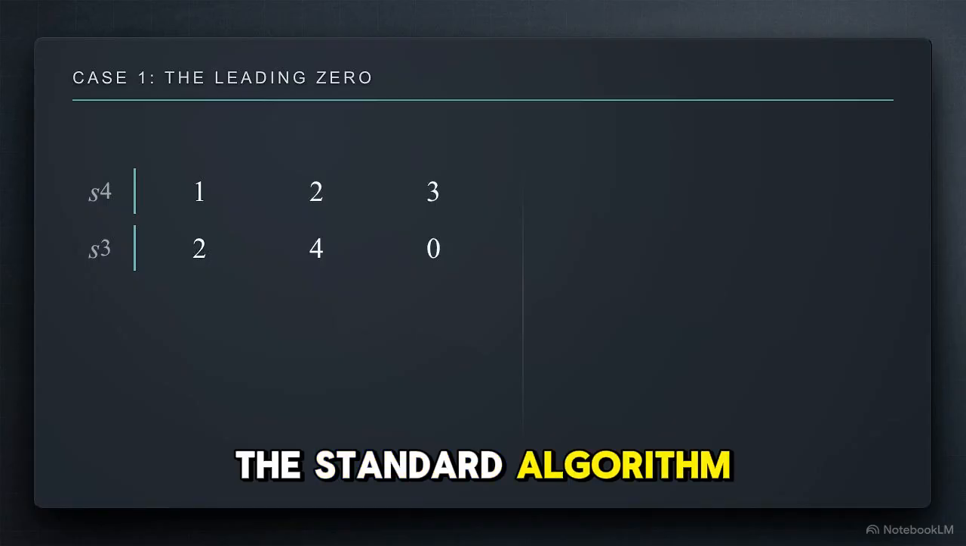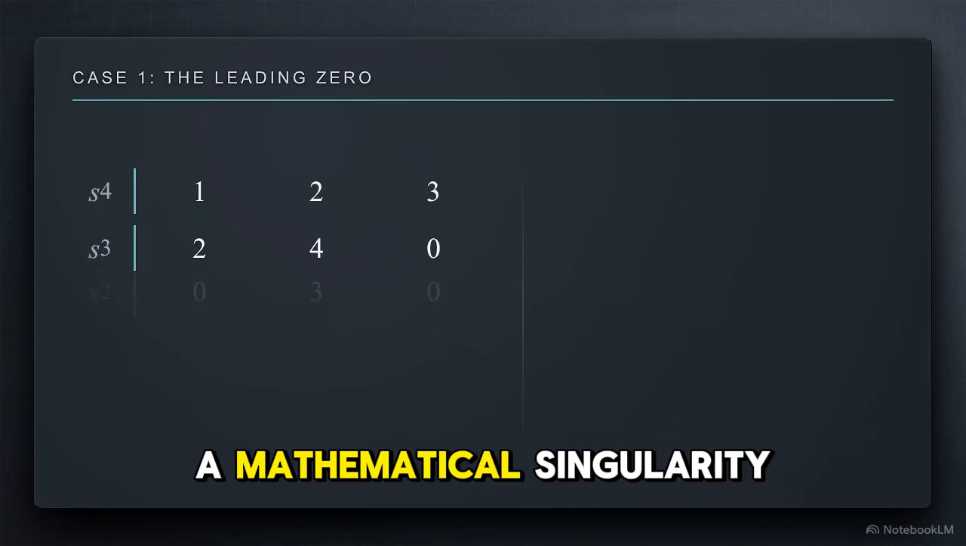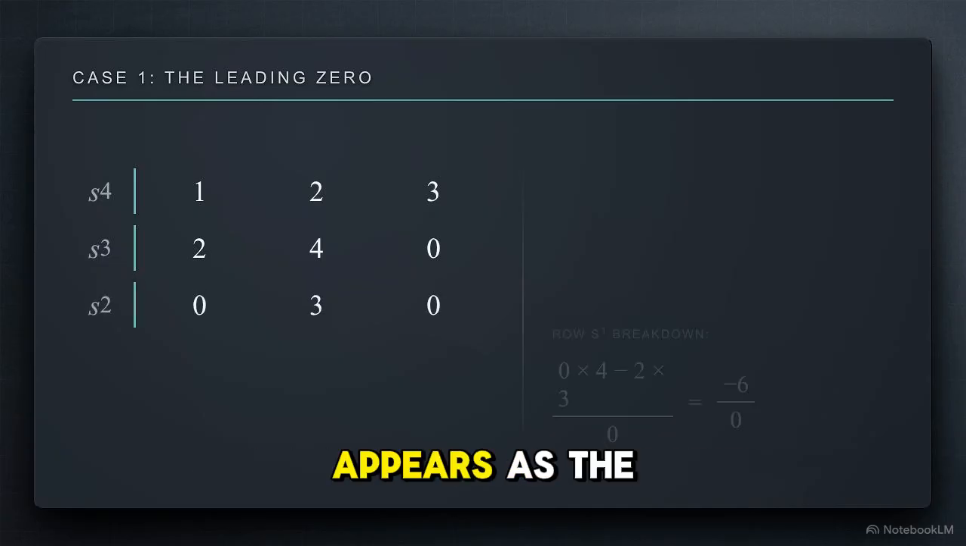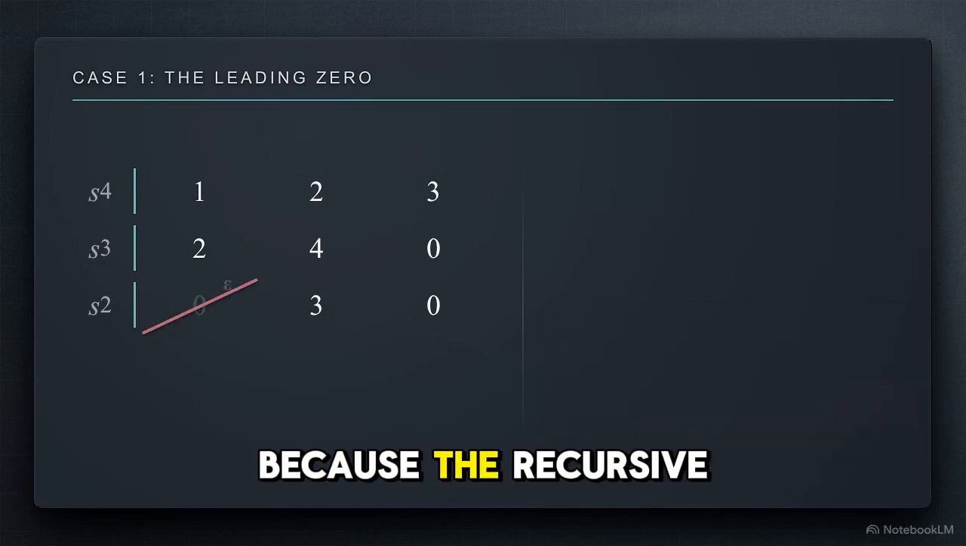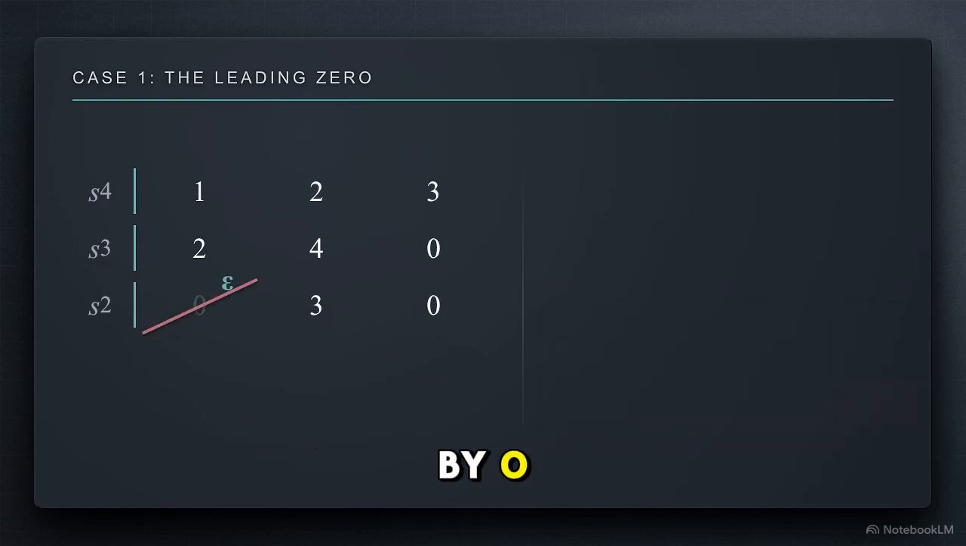The standard algorithm works perfectly until you hit a mathematical singularity. If a 0 appears as the first element of any row, the process immediately breaks down, because the recursive formula would require dividing by 0 to find the next row. We call this case 1.